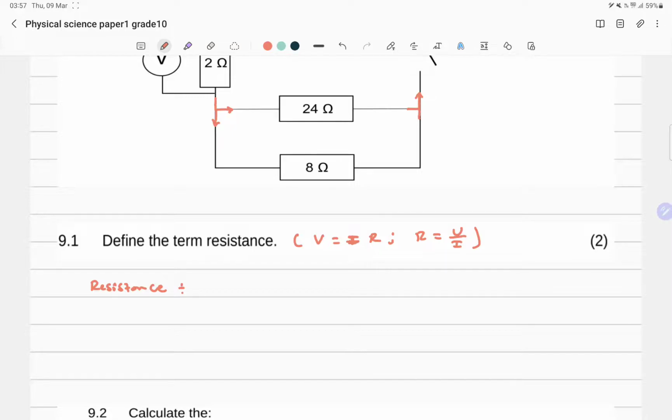So I'll just say it is a measure of difficulty which charge experiences.